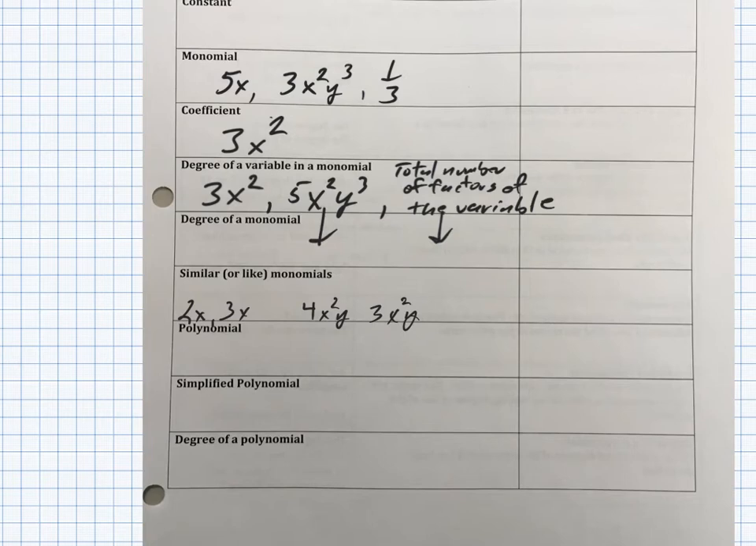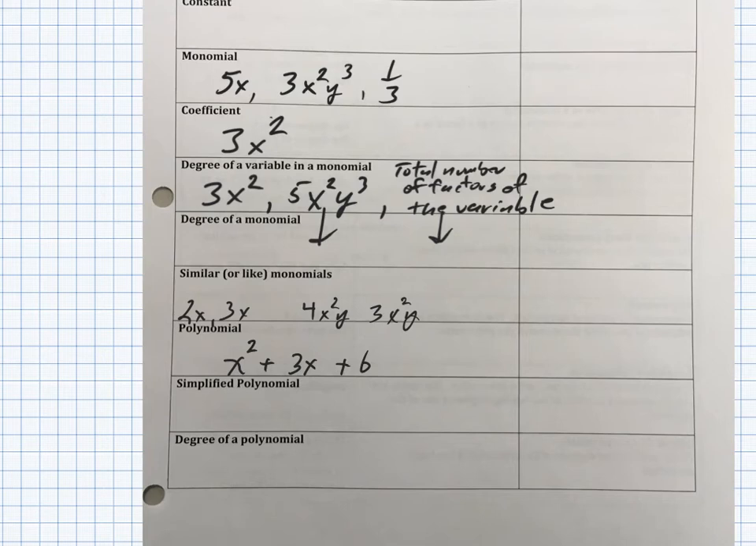Simplified polynomial: poly means more than one. It means many. And then it says many nomials, right? Many numbers. So anytime we have two or more monomials together, how do we know that they're more than one monomial, right? How many monomials are in this one here? Just 3.